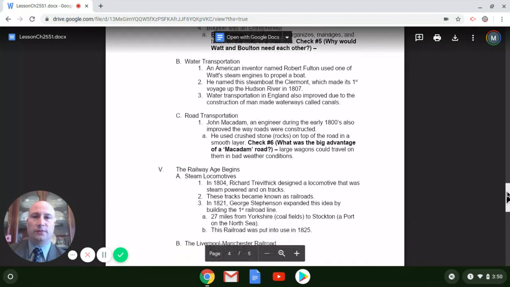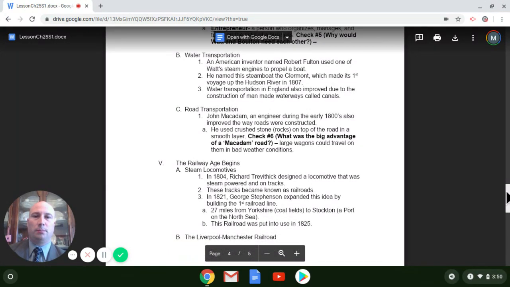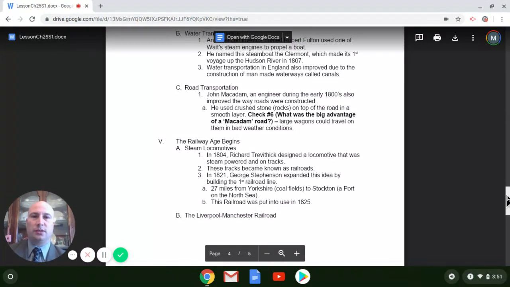He used one of the Watt steam engines to first propel a boat. He named this first what we call steamboat the Clermont, and it made its first voyage in the Hudson River in New York in the year 1807. Water transportation in England also improved due to the construction of what we call man-made waterways. We call those canals.